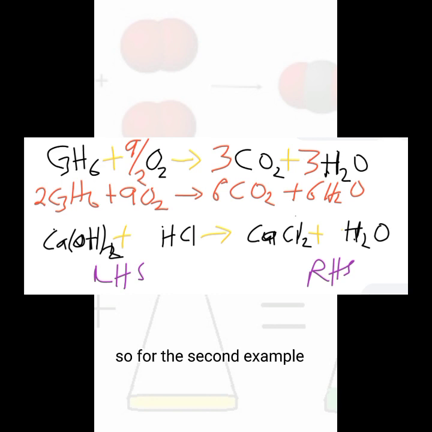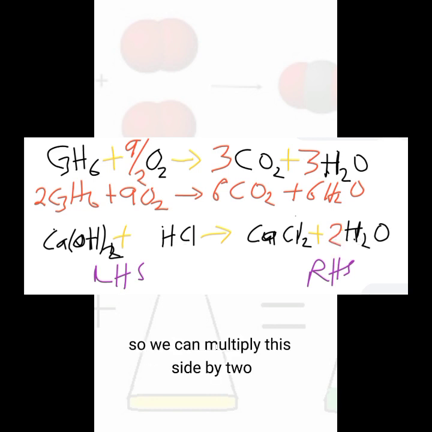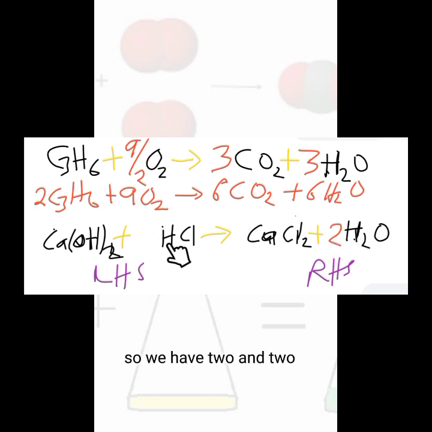So for the next example, we have 1 calcium here, we have 1 calcium here, we have 2 times 1 oxygen, that's 2 oxygen on this side, we have 1 oxygen on this side. So we add our coefficient 2 here. So on this side now we have 2 times 1, that's 2 hydrogen plus 1, making 3 hydrogens here, and we have 4 here. So we can multiply this side by 2. So we have 2 and 2, making 4.